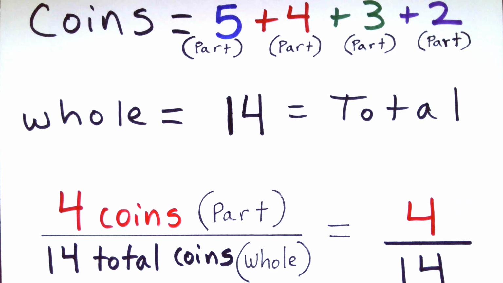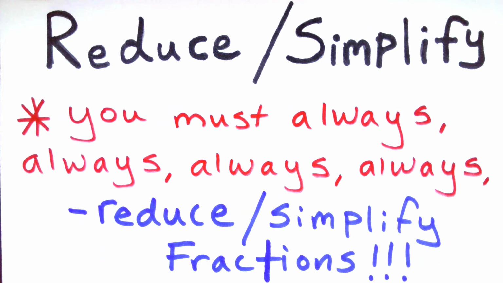4/14? Is that reduced? I got an even number on top. I've got an even number on bottom. You must always reduce or simplify your fractions, right? So we need to reduce or simplify the fraction. So 4/14, two even numbers, most likely 99% of the time you can reduce those fractions.